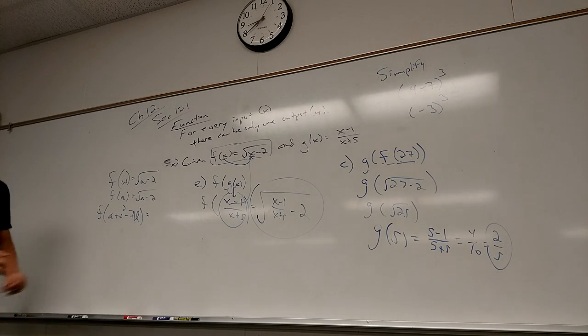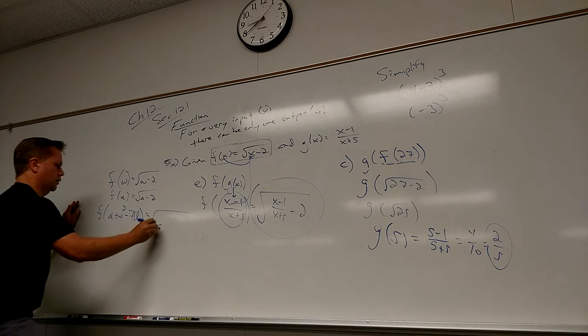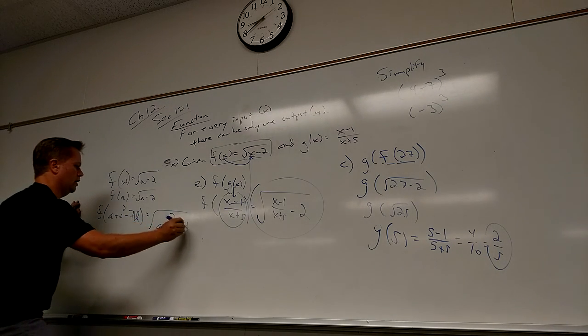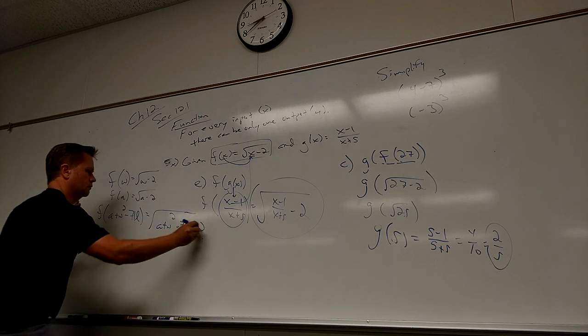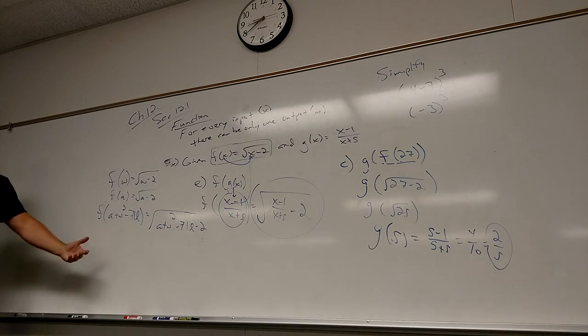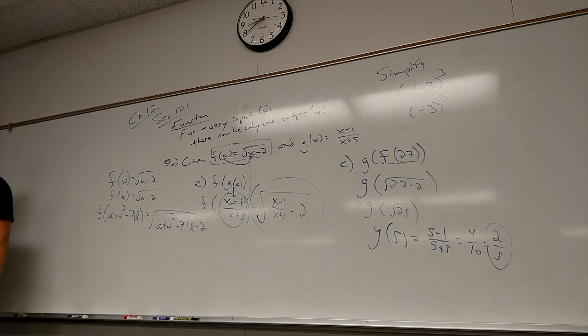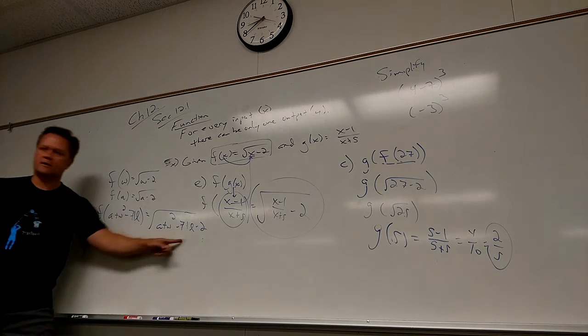Square root of a plus w squared minus 71 L minus 2. That's the answer. Did I have much thought there? Not much. But that's the answer, because there's no simplification I could do.